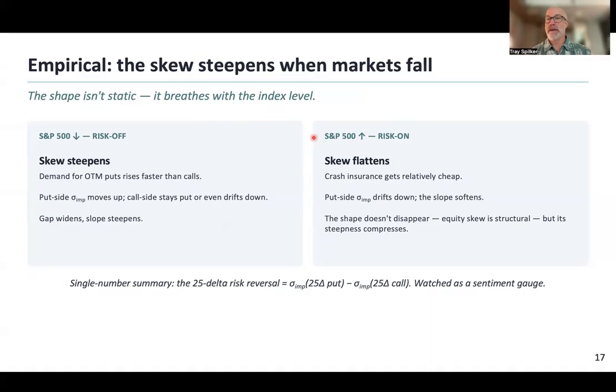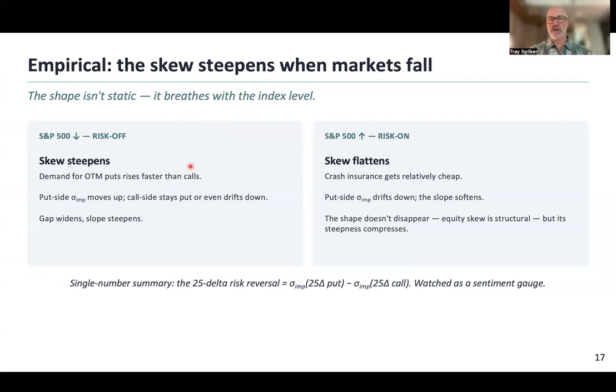So mechanically, a market decline raises the perceived risk of a further decline. And so demand for out of the money put options spikes. So that left tail gets fatter, essentially. And so the put driven implied volatility, that is, put prices, go up faster than the call side volatility, and the slope gets steeper in that regard.